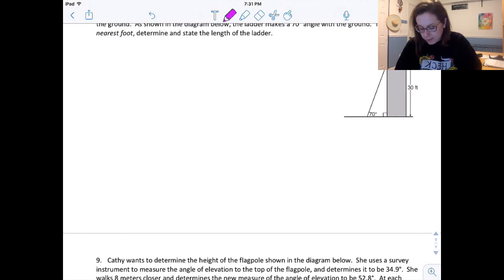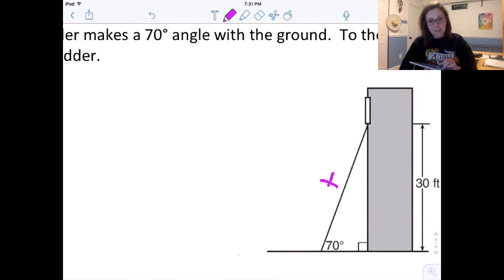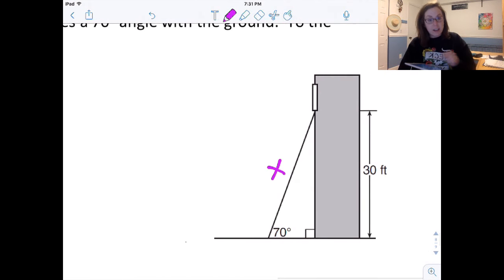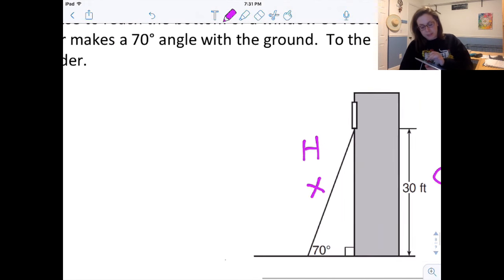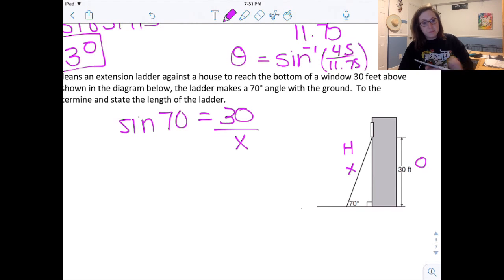All right. Yep, we got 2 or 3 more. Okay, next one. A carpenter leans his ladder against a house, a window 30 feet from the ground. As shown in the diagram below, the ladder makes a 70-degree angle. Determine and state the length of the ladder. That's this. So, start at your angle, 70. From there, this is the opposite. That's the hypotenuse. So I know that this is going to be sine. So sine of 70 equals the opposite over the hypotenuse.